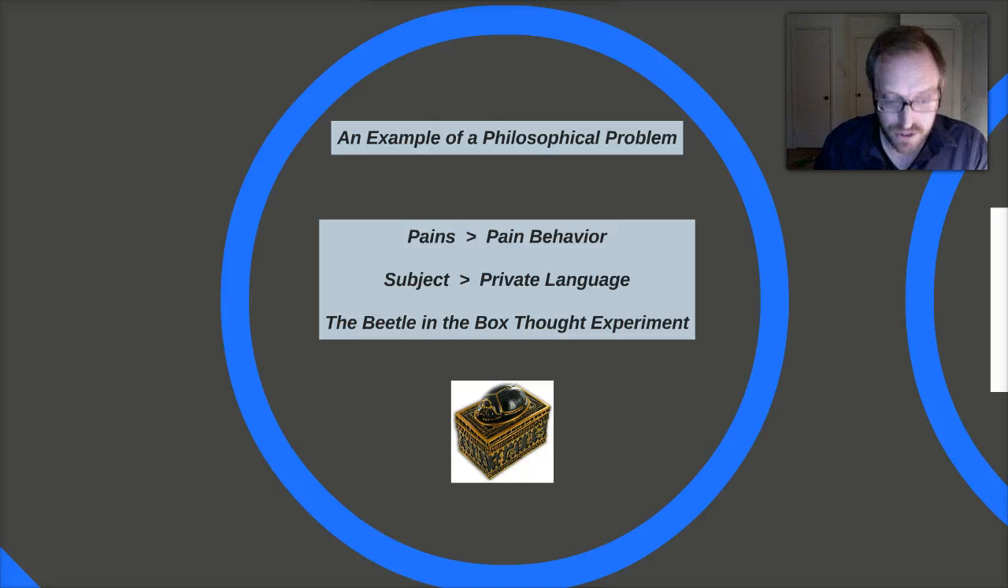But the question is, my box, when I look in it, may be empty. Your box, you may look in it and actually see a candy cane. You may look in your box and see a crayon. You may look in your box and actually see a beetle. But all of us are using the word beetle to refer to that thing, right? So the question is, what does the word beetle actually mean?